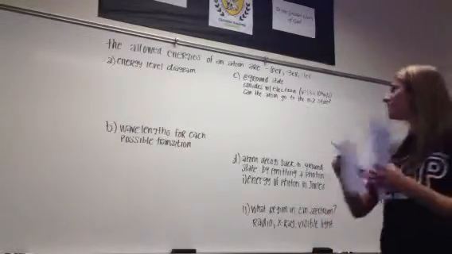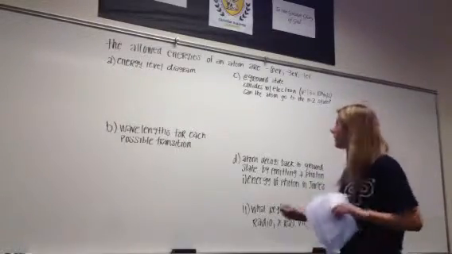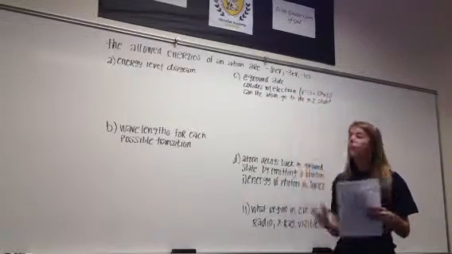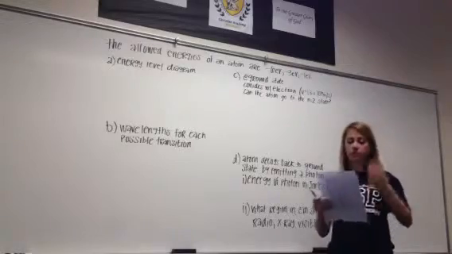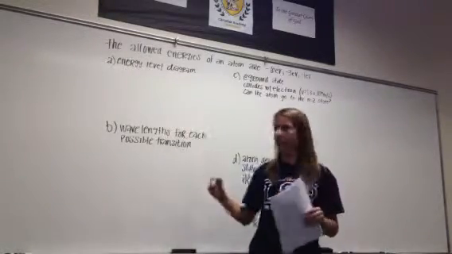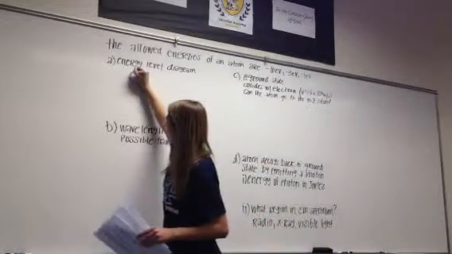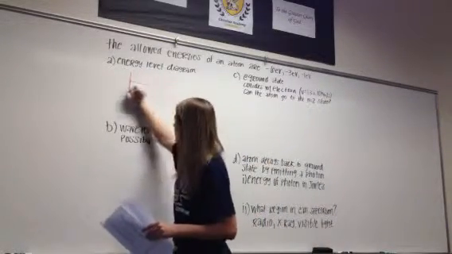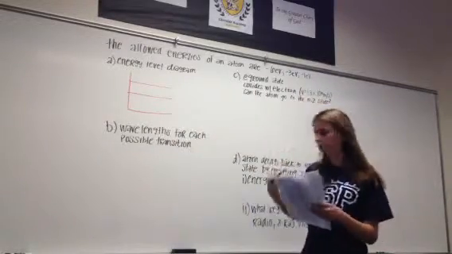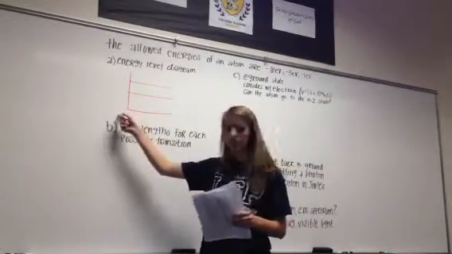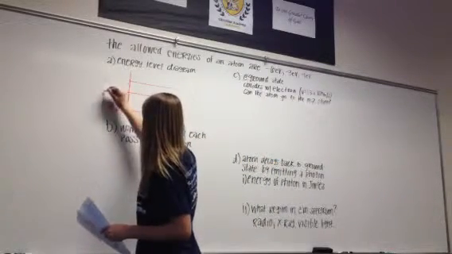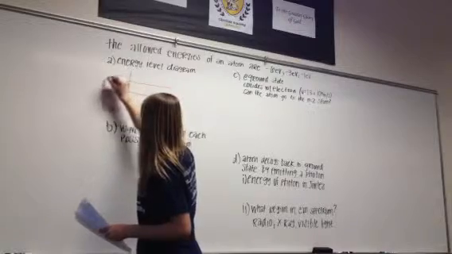Problem again. Okay, so we're starting with an atom that has -6, -3, and -1 as its energy levels. So the first thing we have to do is draw the energy level diagram. We're going to draw 3 lines because we have 3 energy levels. So -6 is going to go on the bottom. Then we have -3, and then we have -1.